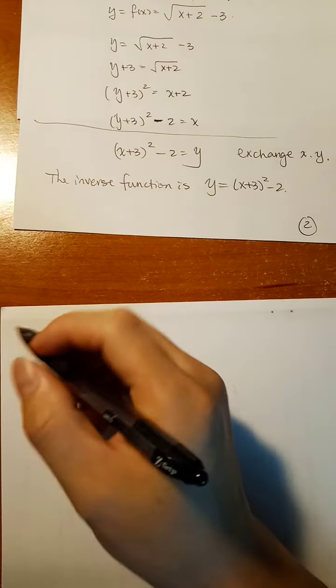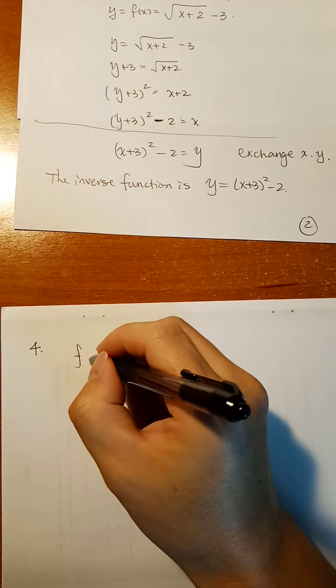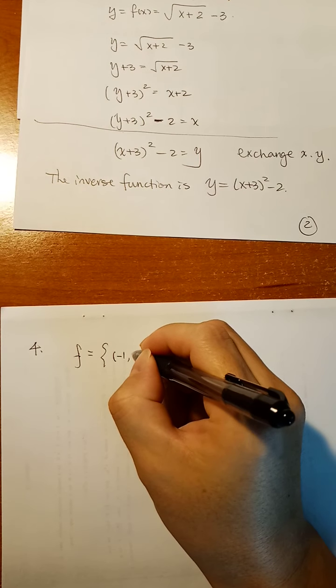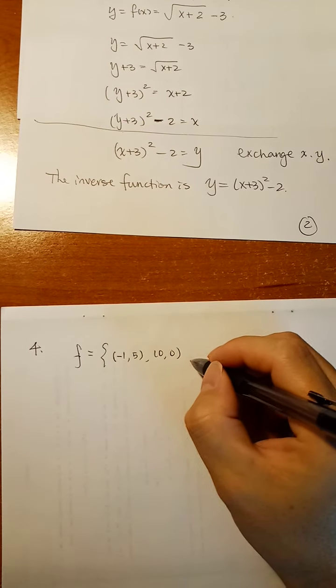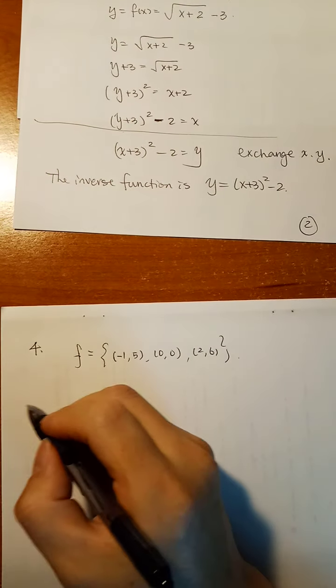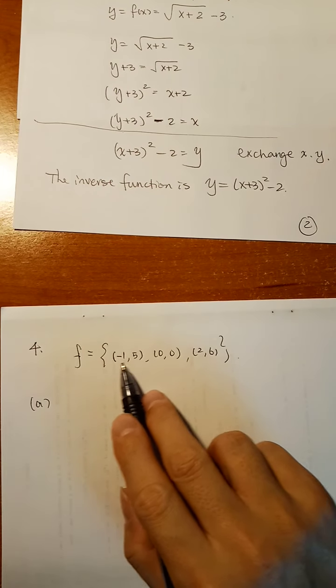Problem 4. Assume f is given by (-1, 5), (0, 0), and (2, 6). First, find the inverse. What is the inverse? The inverse, you just exchange x and y.